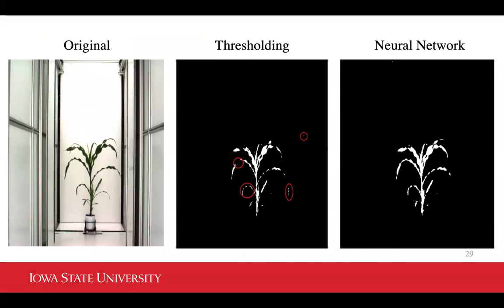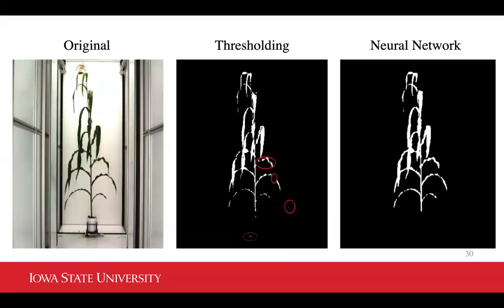So let's look at our results on real images. On the left side is the original image. In the middle is the result from the thresholding method, where again we manually choose the threshold level such that we think this is the best result we can get from thresholding. And on the right, we apply this neural network method. So this is one case, and this is another case where we think the neural network is better than thresholding. So this is what we did in the greenhouse.